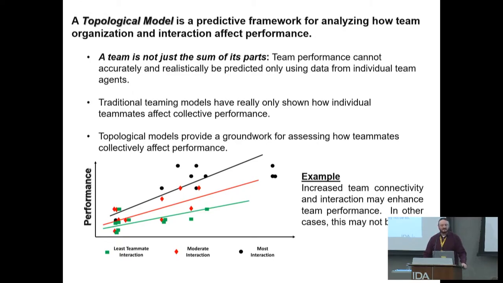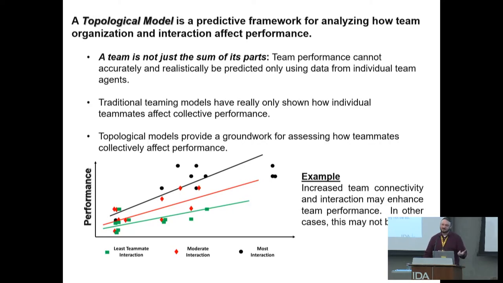And then topological models provide a groundwork for taking that sort of complex systems approach. So I should back up a little bit. When we say a team should be more than the sum of its parts, we are assuming that we're looking at a team as a complex system, one that has emergent properties that cannot be measured by looking at any one individual or subset of the individuals on the team, human or otherwise.